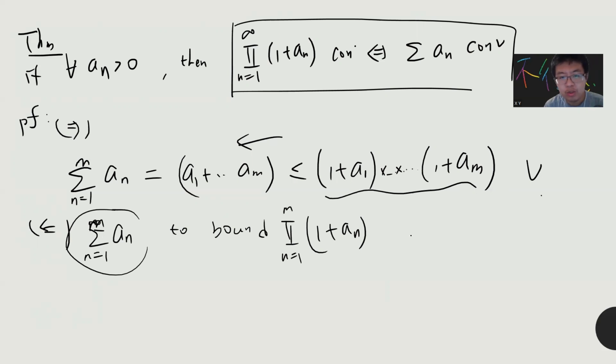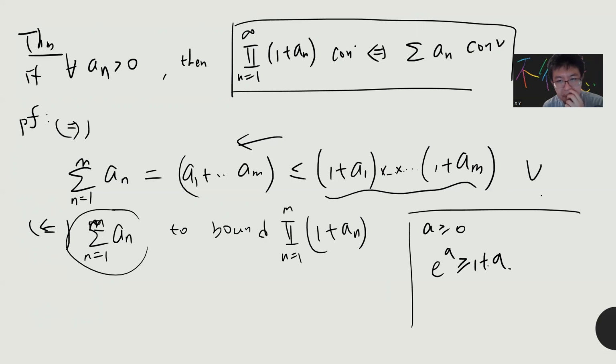So what should we do? We have a formula from calculus: if a is greater than or equal to 0, then exponential of a is greater than or equal to 1 plus a. So the product of 1 plus a_n from 1 to m is less than or equal to the exponential of the sum of a_n.